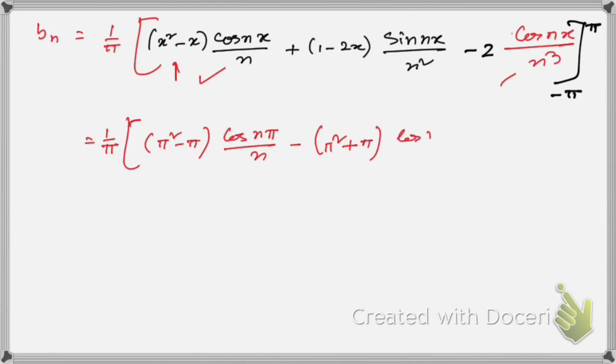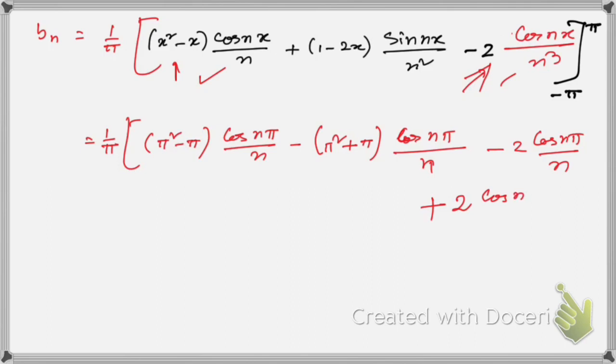And cos(n(-π)) is cos nπ, because cos(-θ) is cos θ, so here nπ is what we're going to get, cos nπ by n. And now let us put the π and -π in this last term. So minus 2 cos nπ by n, and again if you subtract a minus, then that's going to be plus 2 cos(n(-π)), which is again cos nπ by n. That's what you should get.